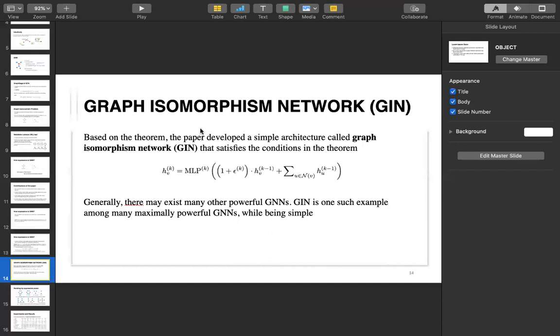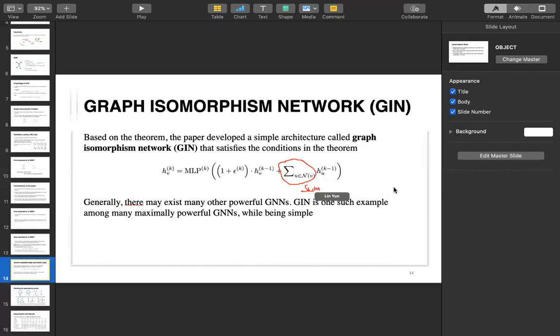So the paper, by using the theorem, developed a simple architecture called the GIN, the graph isomorphism network, that satisfies the conditions. They have proved that by using an MLP and this sum function here, it satisfies the conditions in the aforementioned theorem. You can see there's a sum function. So the f they are using is the sum, right?